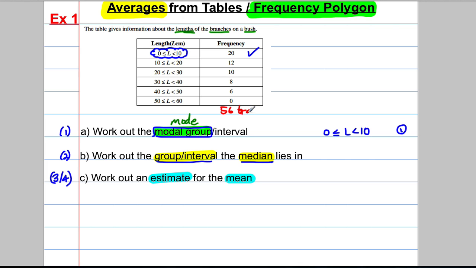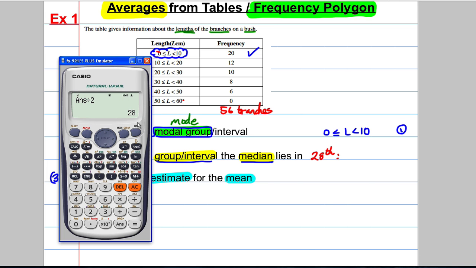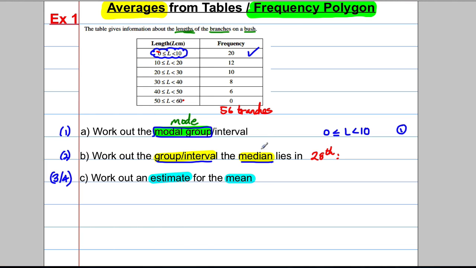Okay, now the question is, where's the middle? If there are 56 branches going from the smallest to the biggest, where does the middle happen? Well, the middle happens at the 28th place, because half of 56, if we did 56 divided by 2, we get 28. Now 28 isn't the median, it's the 28th place. And the question is, where does the 28th place happen here? Well, because there are 20 here, the 28th one isn't in this one here, but it must be here. It's 8 into this group. Because we've got 20 already and another 8 will get me to the 28th place. So it happens in this particular group here.